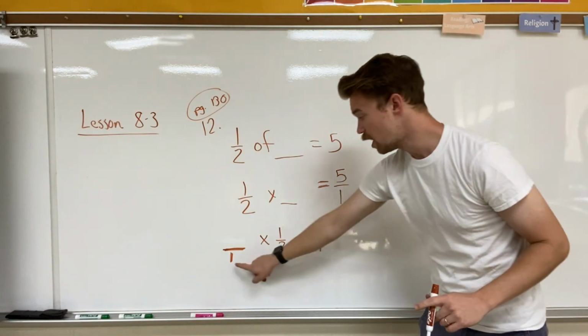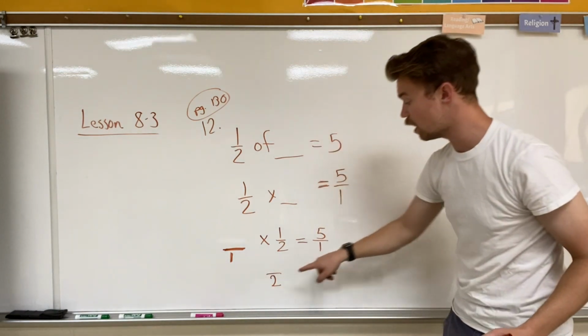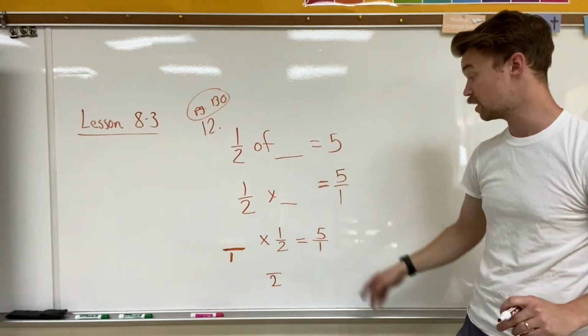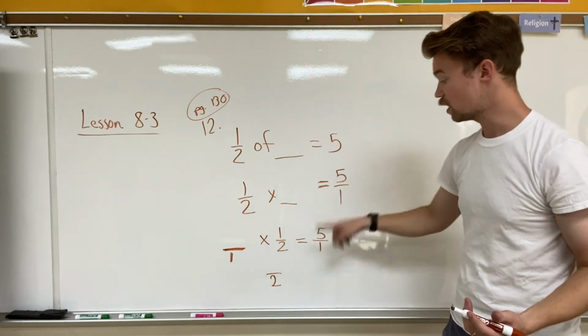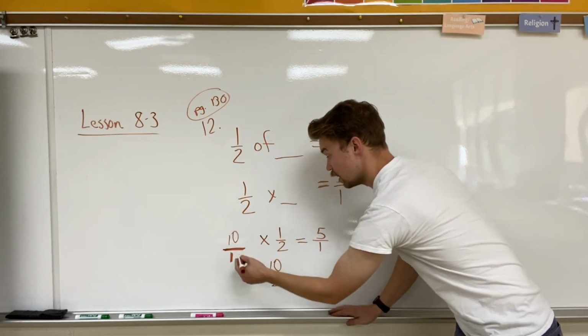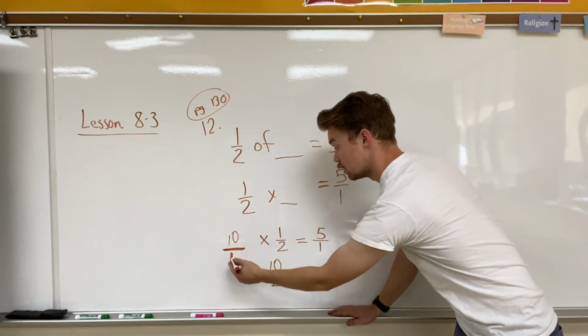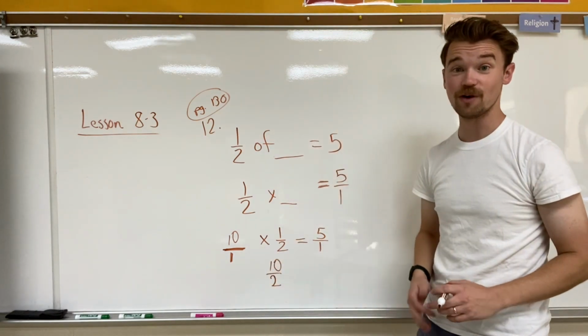Or another example is, I can take 1 times 2, I know that's going to be 2. So I need half of a number to get me to 5, because I know that my whole number is going to be 5. Well, 5 times 2 is 10, so let's try it. I have 10 times 1 is 10. 1 times 2 is 2. 10 divided by 2 is 5, or 5 over 1.